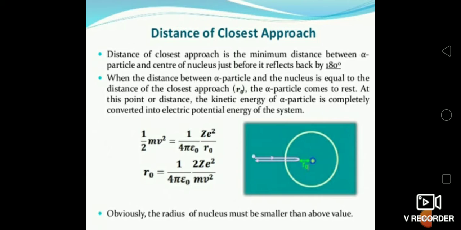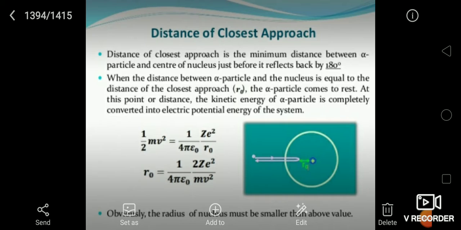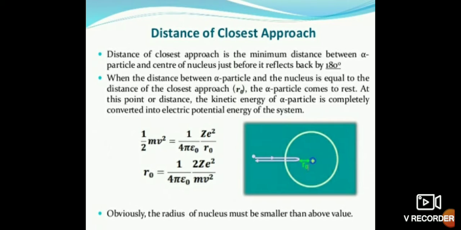That is, 1/2 mv² is equal to 1/(4πε₀) × (2)(Ze²)/r₀, or r₀ is equal to 1/(4πε₀) × 2Ze²/(mv²). Obviously, the radius of the nucleus must be smaller than the above value.